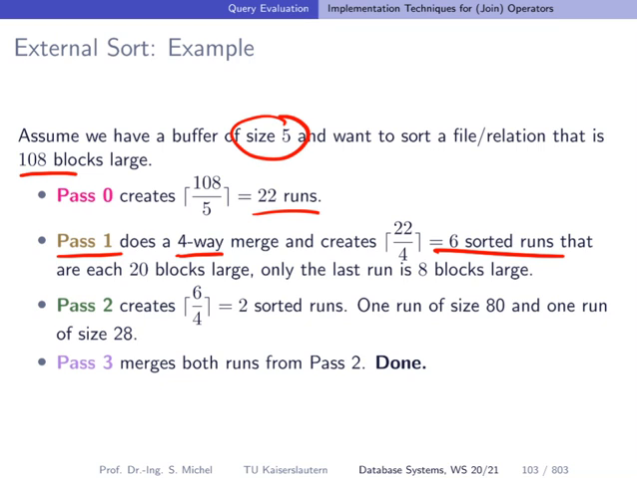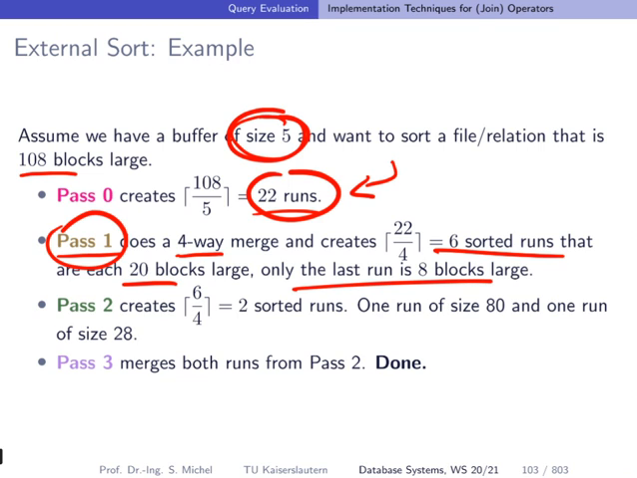How large are they? Well, the buffer is size 5, so the initial 22 runs are of size 5. Here we are merging 4 runs at once. So the runs that come out of pass 1 of this merge phase, there are 6 runs, and each run is 20 blocks large, right? Because every one of these is 5 blocks large, and we merge 4 of them. 4 times 5 is 20. Only the last run is only 8 blocks large. So now we have these 6 sorted runs.